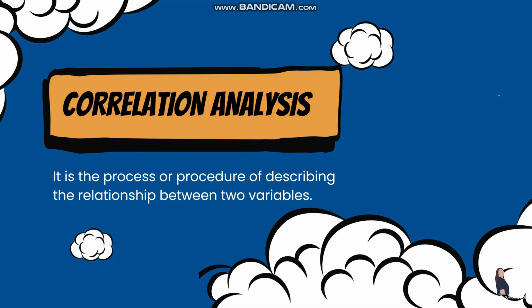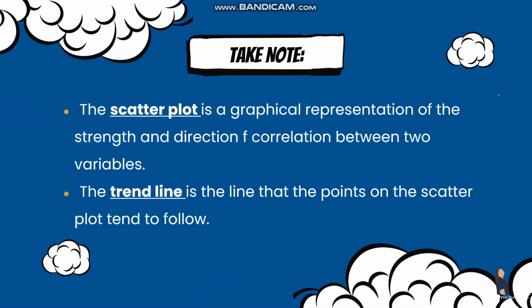So let's say you have two variables and you want to identify or describe the relationship that exists between these two variables. So we use correlation analysis. This is finding how the two variables are related with one another, or describing what relationship exists between the variables that we have. So we have what we call the scatter plot. It is a graphical representation of the strength and direction of correlation between two variables. So we use the scatter plot to show graphically how our variables are related with one another. Later I will be showing you some examples of a scatter plot.